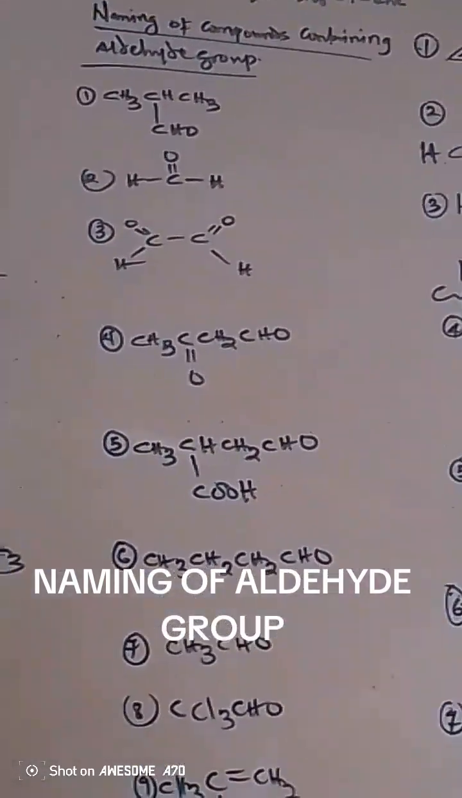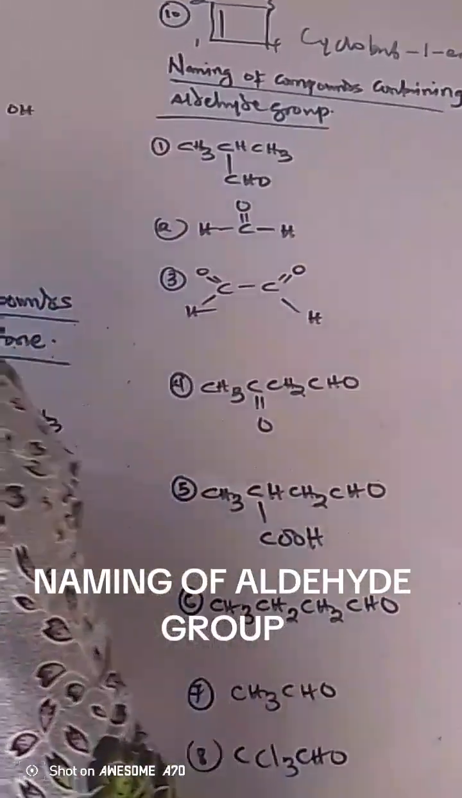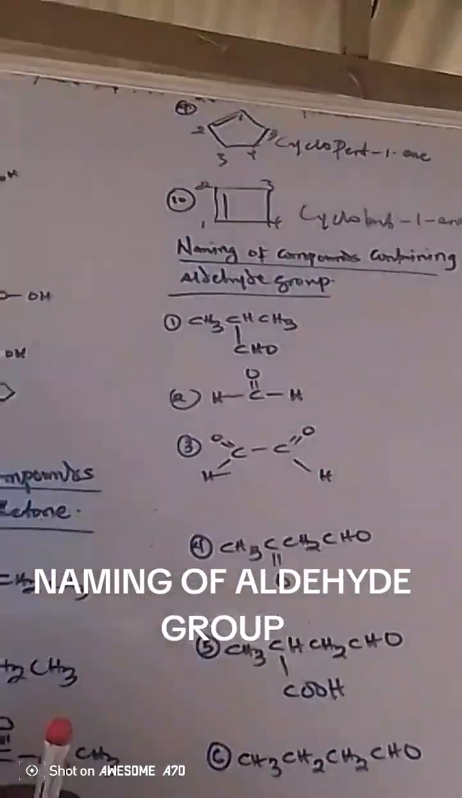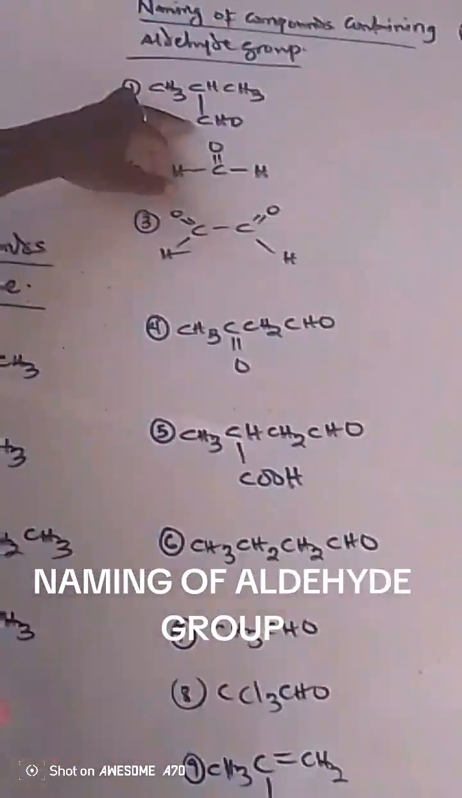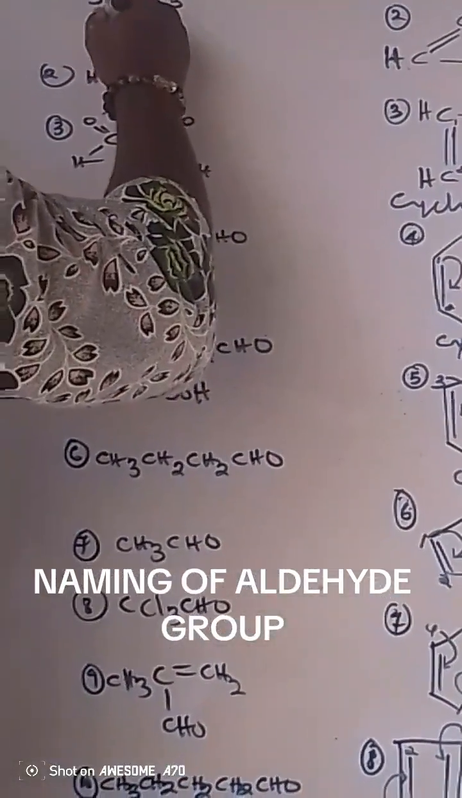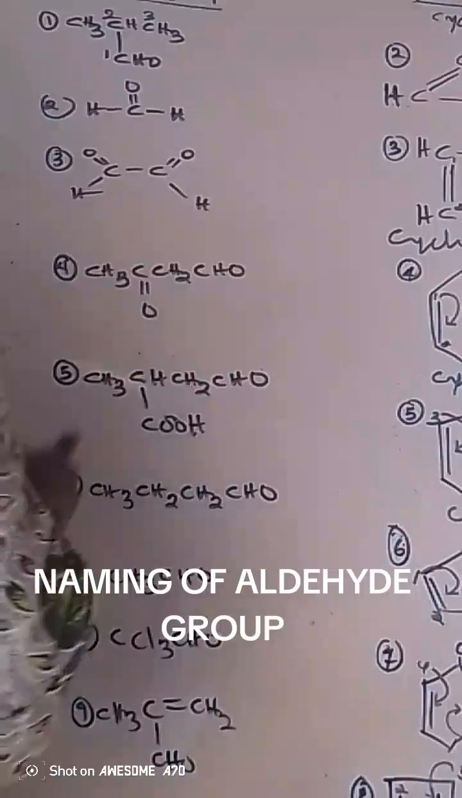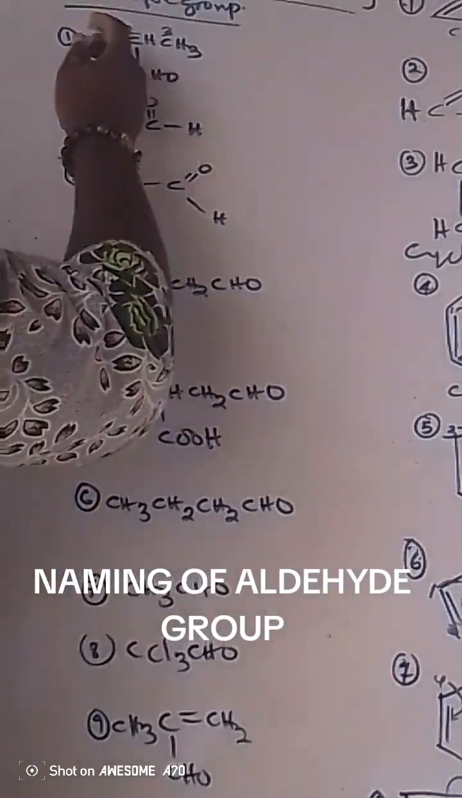Aldehyde group in chemistry. Look at compound 1. Compound 1 has an aldehyde group. Where is the aldehyde group? The aldehyde group is this CHO. So we are going to start the counting from the functional group. That is 1, 2, what? 3. So I can count like this or like this.